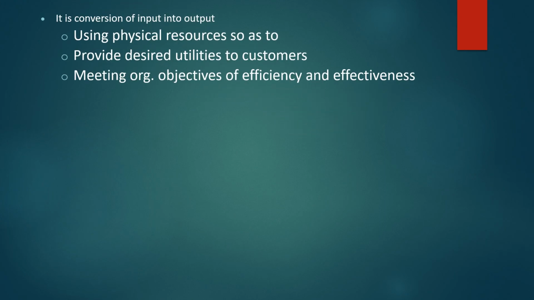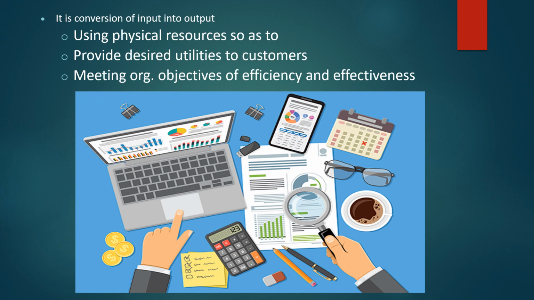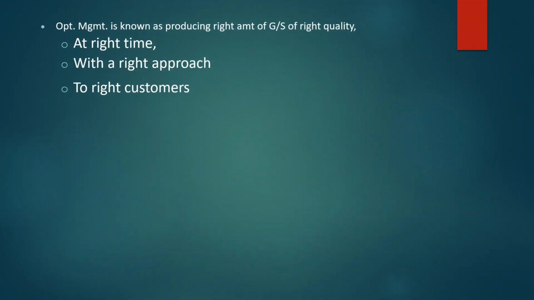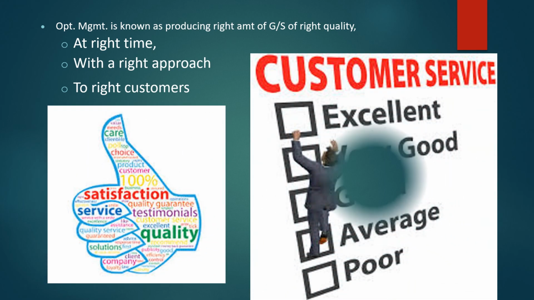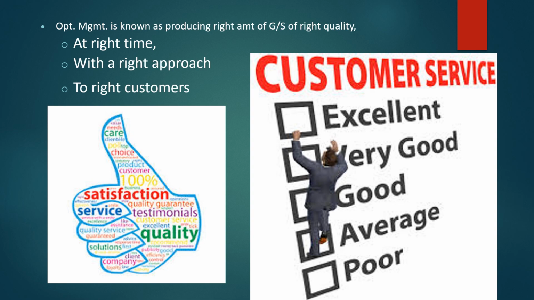So we can see it is the conversion of input into output using physical resources so as to provide desired utilities to customers. It is done in order to meet organizational objectives of efficiency and effectiveness. So many research and calculations are done for this. Next, operations management is also known as producing the right amount of goods and services of right quality at the right time with the right approach to the right customers in order to satisfy customers.